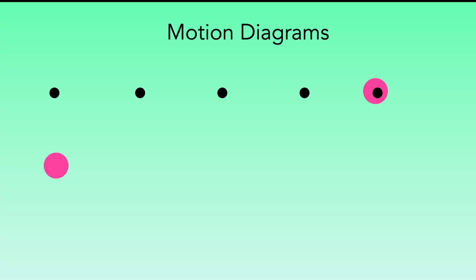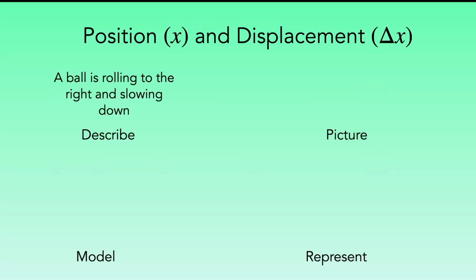Now this next one is going to accelerate: slow, faster, faster, faster, faster. So early on in one time interval, it didn't travel very far. In the next time interval, it traveled a little farther. And so in each of these intervals, it's traveling a greater and greater distance. So motion diagrams can be really helpful for picturing how things move.